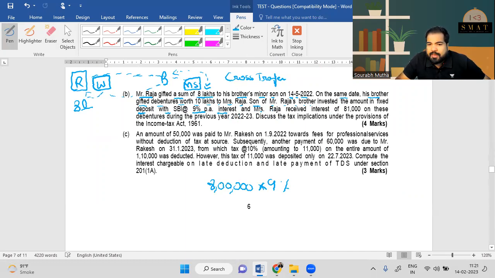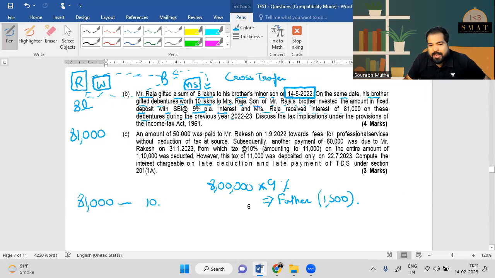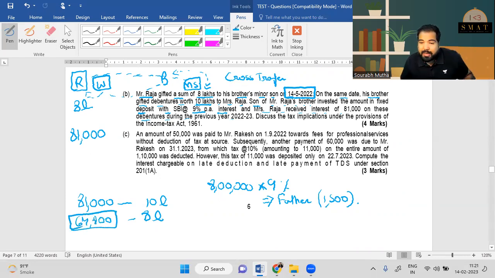and Mrs. Raja received interest of 81,000 on these debentures during the year. So 9%, from this date, whatever is the amount will be clubbed in the hands of his father, but of course, after minusing the exemption of 1,500. And what about Raja and his wife? The wife earned an interest of 81,000, but this is on 10 lakhs. So if 81,000 is on 10 lakhs, what is on 8 lakhs, you'll have to do proportionate. So 8 lakh into 81,000 divided by 10 lakh is 64,800. This amount will be clubbed in the hands of Raja. So I repeat, guys, there will be cross transfer. It will be taxed. But remember, cross transfer only works on the common amount of that 8 lakh rupees.